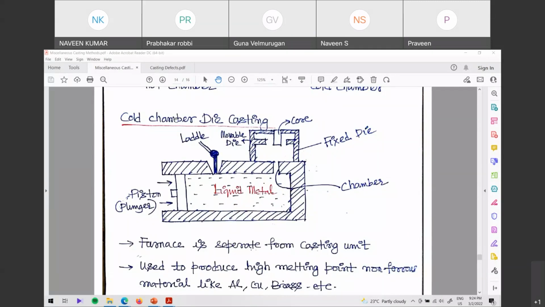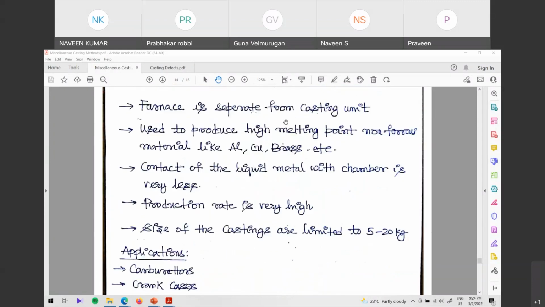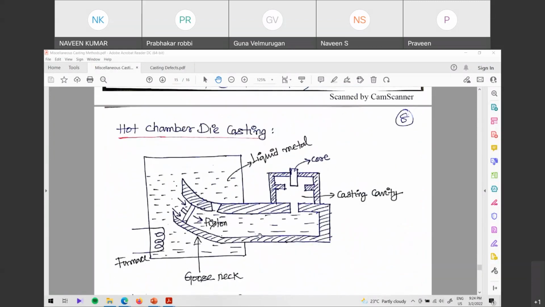So why it is called cold chamber, I'll tell you. So this is the procedure, and once the liquid metal is finished here, then you have a space here. You are trying to bring the liquid metal, and you are pouring from the furnace somewhere else. But in hot chamber, the complete system is directly attached to the furnace itself. So why are we attaching this furnace to this?